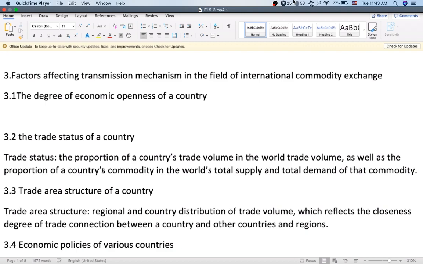Then the change in the world economy will have a greater impact on its economy through the international commodity exchange channel. And in the 1990s, China's import and export accounted for about 30 to 40% of the GDP, and the international economic changes had a huge impact on China's domestic economic development.